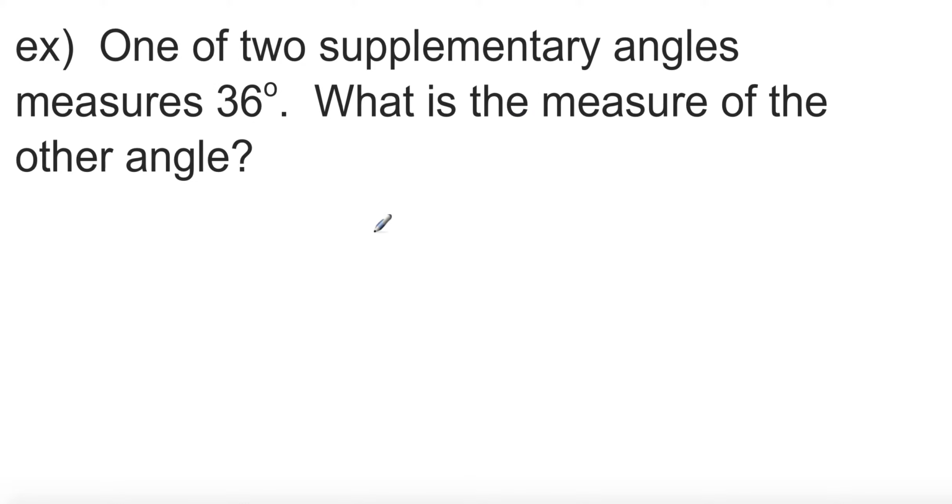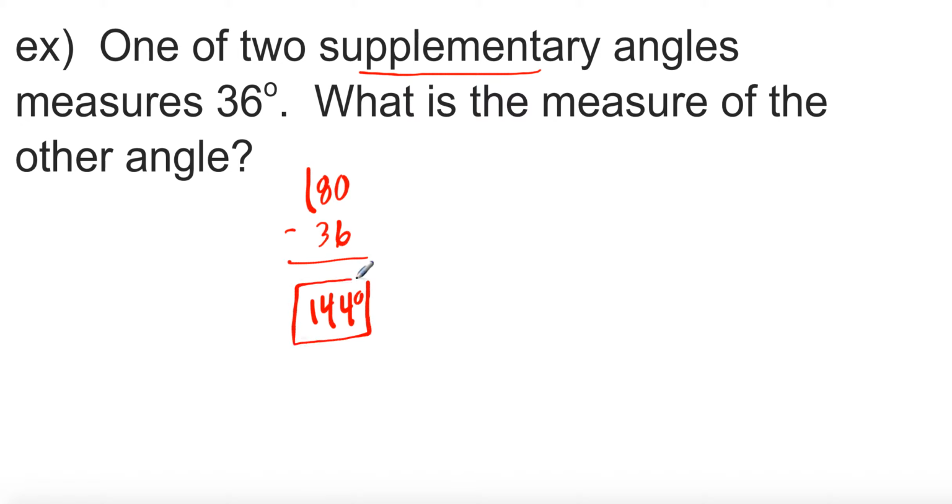Let's take a look at a few examples. First example, one of two supplementary angles measures 36 degrees. What's the measure of the other angle? All right, well, guys, the key word here is supplementary. And so all you have to do is say 180 minus 36. And your other angle measures 144 degrees. Okay. And you can check it by making sure that 144 plus 36 is 180, and we're in good shape. So supplementary angles.